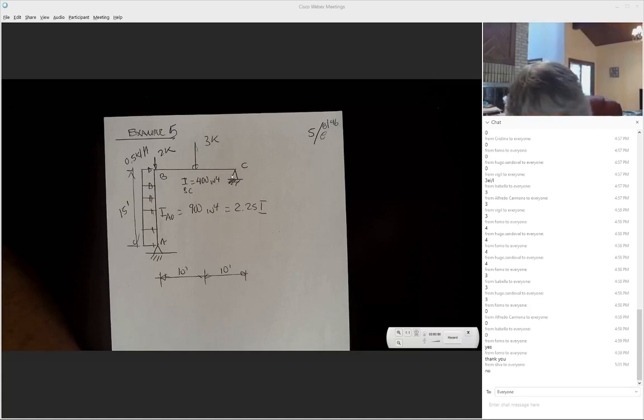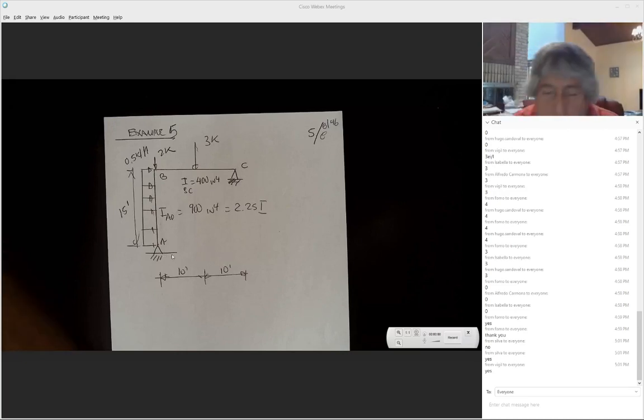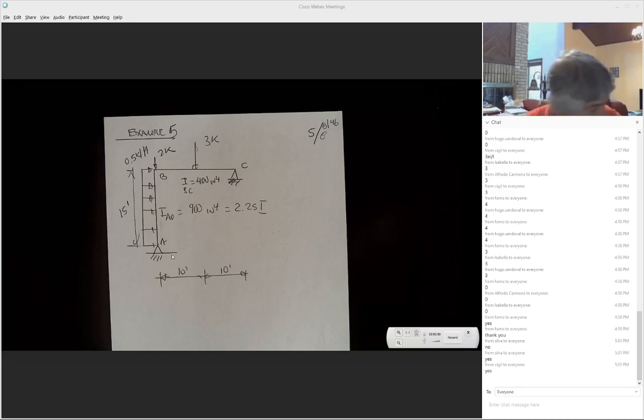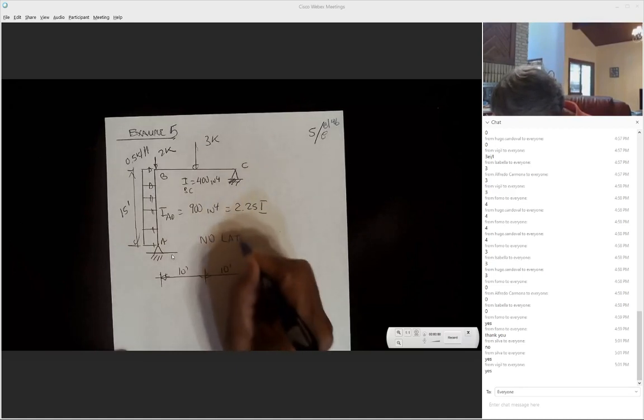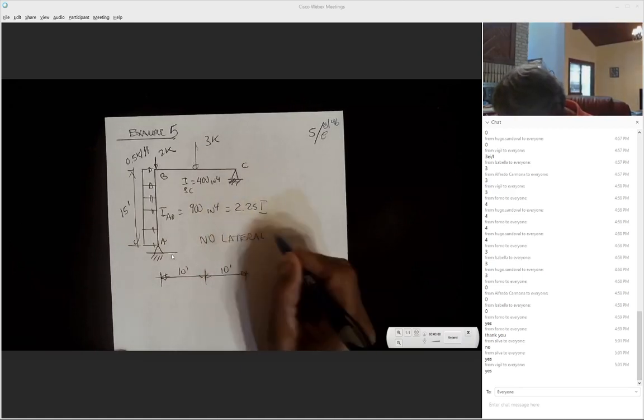If I put a roller in here, is this point going to move to the right? Yes or no? But that would be a determinate structure, because it would be 2 plus 1. This is indeterminate. So number one, the first conclusion, no movement, what we call no lateral movement. So the first conclusion here is no lateral move.